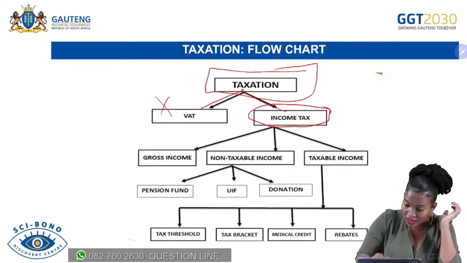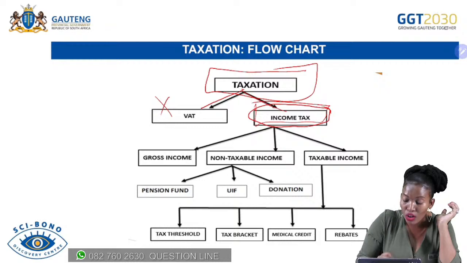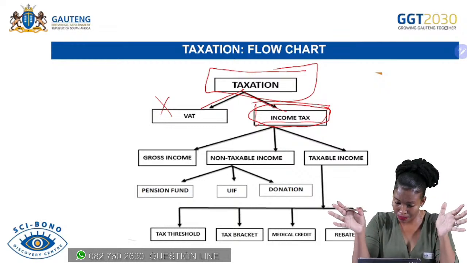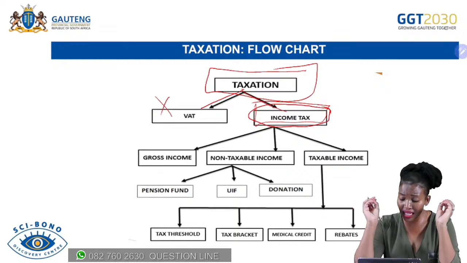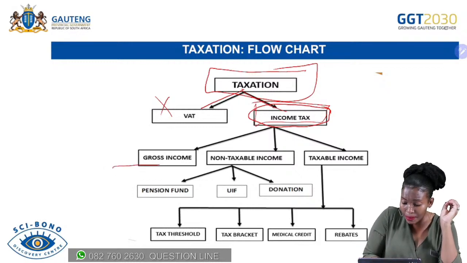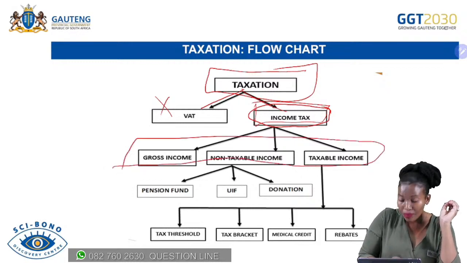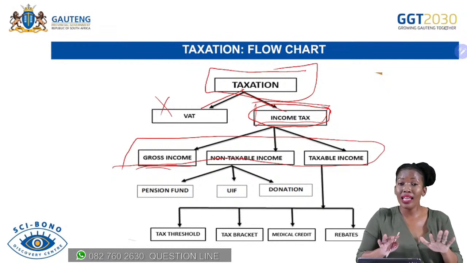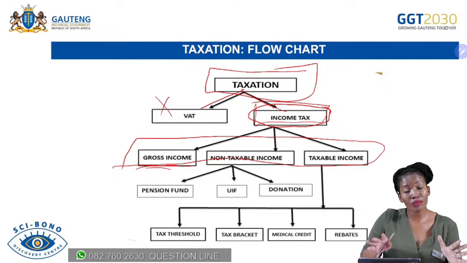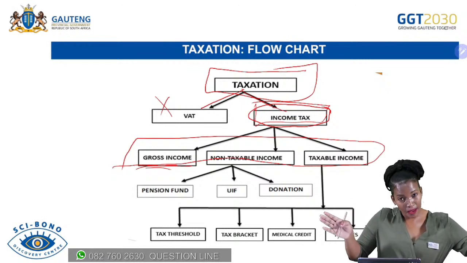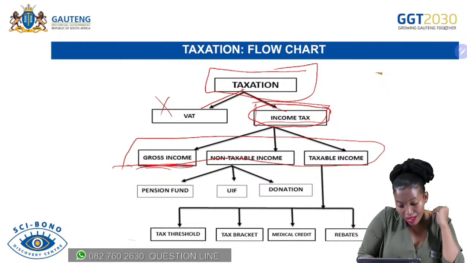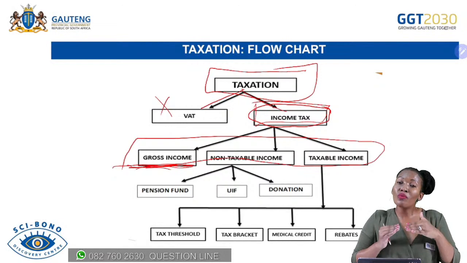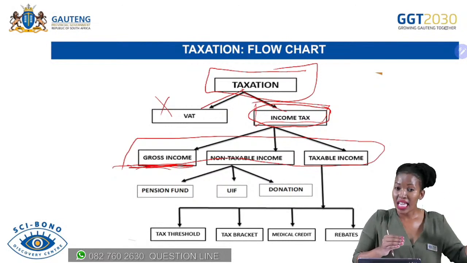So our main focus is going to be on what? On income tax. Now, when you work with income tax, these are the three important factors. Your starting point is going to be your gross income. When you work with tax, guys, we always work with annual amounts. Remember, annual amounts means the amount per year. So even the gross income that you are going to work with is going to be an annual gross income.